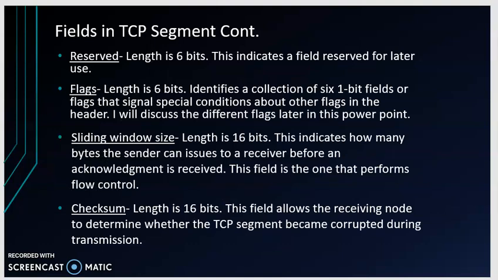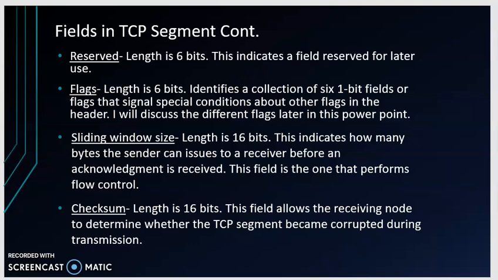Next we have the reserved field. It is 6 bits. This just indicates a field reserved for later use. The next one we have is the flags field. It is 6 bits. This field identifies a collection of 6 one-bit fields or flags that signal special conditions about the other flags in the header. I've made a separate slide to go over these as they are rather long.